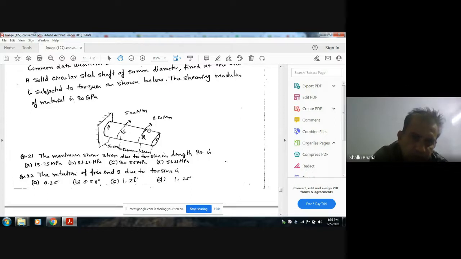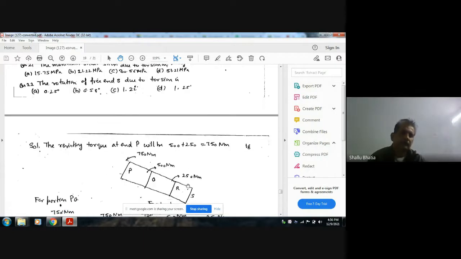Here 250 Newton meter is acting. This length is 500, this length is 500, this length is 250. So this is P, Q, R and S. The second question is the rotation of the free end S due to torsion. The options are 0.25, 0.58, 1.22 and 1.25, all in degrees.